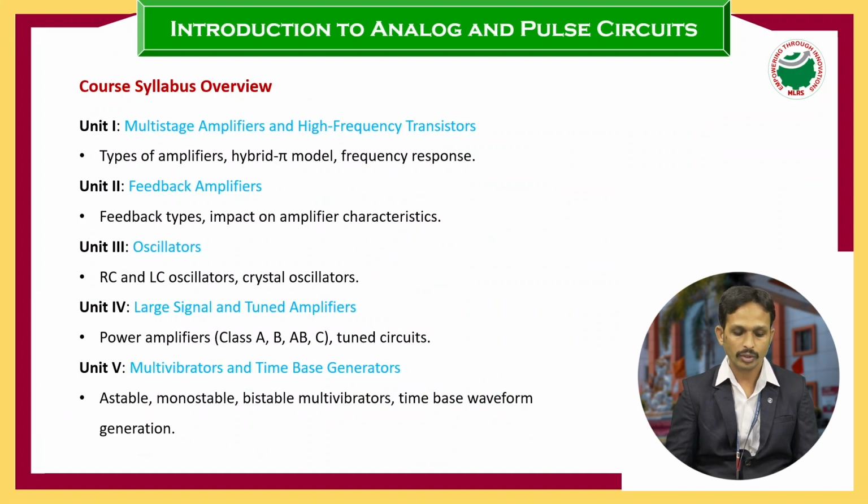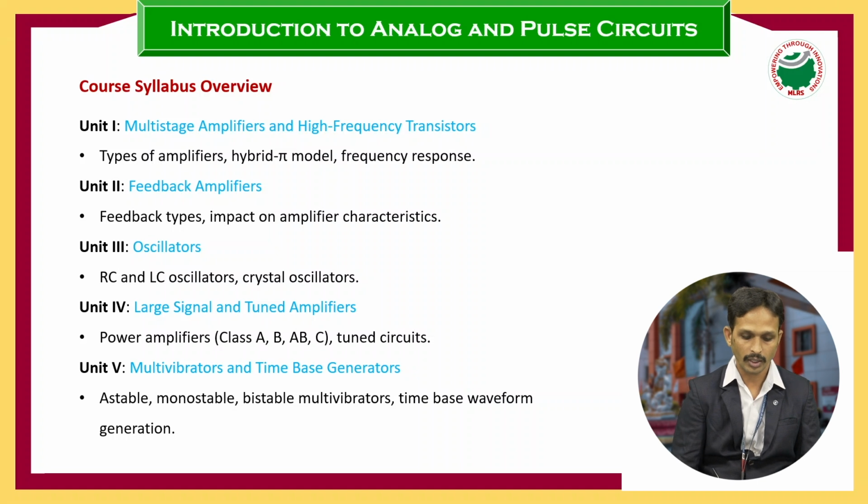Coming to our course syllabus, we have five chapters. These five chapters cover analog signal circuits and pulse-applied inputs, where a pulse is applied as an input and generates signals like square waves and triangular waves. The first unit is multi-stage amplifiers and high frequency transistors. When we apply a high frequency signal as the input, we study how the amplifier reacts and what effects will come.